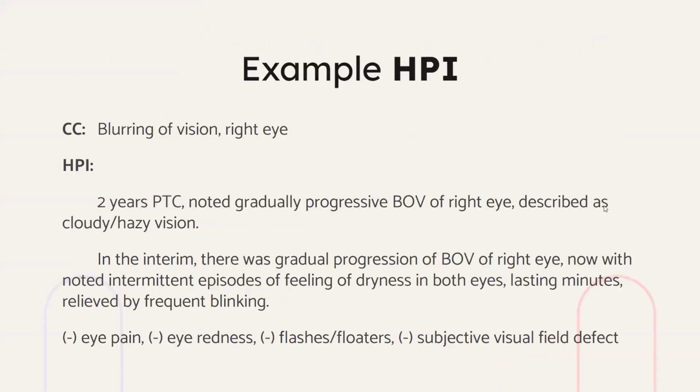So here's an example of a very concise HPI lang. Chief complaint, blurring of vision, right eye. 2 years prior to consult, noted gradual progressive blurring of vision of the right eye, described as cloudy or hazy vision. Interim, there was gradual progression of blurring of vision of the right eye, now with noted intermittent episodes of feeling of dryness in both eyes lasting minutes, relieved by frequent blinking. So pertinent negatives include no eye pain, no eye redness, no flashes, no floaters, no subjective visual field defect.